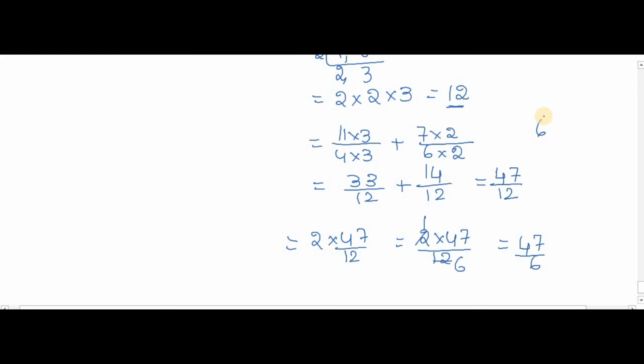As we all know, our question is in mixed fraction, so my answer also should be in mixed fraction. So I am converting my improper fraction into a mixed fraction with the help of division. In the 6 table 47 will not come. 6 sevens are 42, because 6 eights are 48. 47 minus 42 is 5. What is the formula we know here? Quotient, remainder by divisor. In this case my quotient is 7, my remainder is 5, and the divisor is 6. So my perimeter of the rectangle is 7 5/6 centimeters.